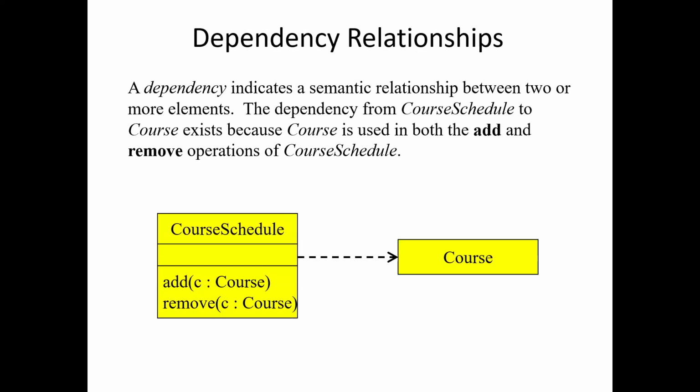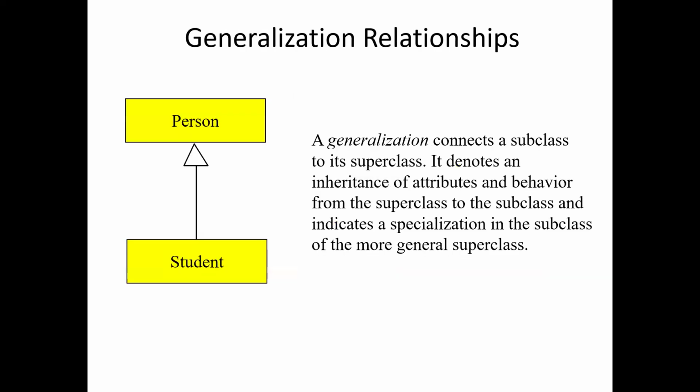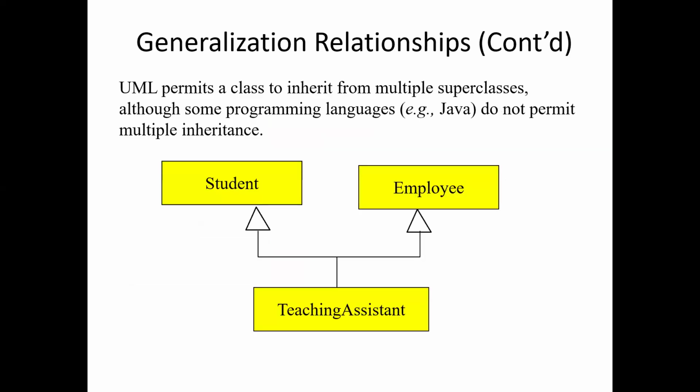So what is dependency? Dependency indicates a semantic relationship between two or more elements. A dependency from post schedule to post exists because posts are used in both the add and remove operations of the schedule. Generalization connects a subclass to its superclass. It denotes an inheritance of attributes and behavior from the superclass to the subclass and indicates a specialization in the subclass of the more generalized superclass. Generalization relationship. UML permits a class to inherit from multiple superclasses, although some programming languages do not permit multiple inheritance.